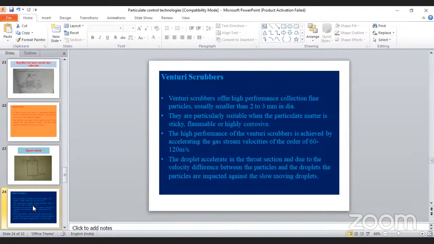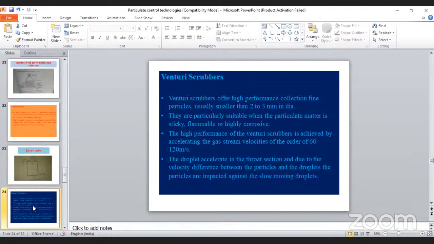But in general, we know that particulate matters are very fine particles, very small in size, corrosive in nature, toxic in nature. Some of them are flammable in nature. Many types are there. All those types of particles can be separated out by these Venturi scrubbers. That is the advantage of this particular type of scrubber. And this offers high performance collection of fine particles, usually smaller than 2 to 3 millimeter in diameter.